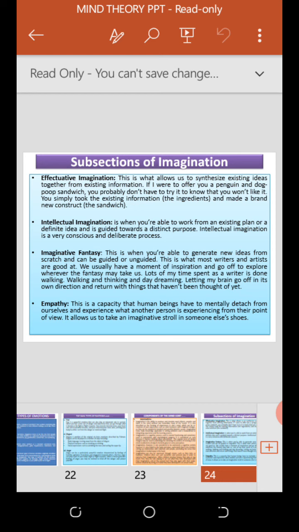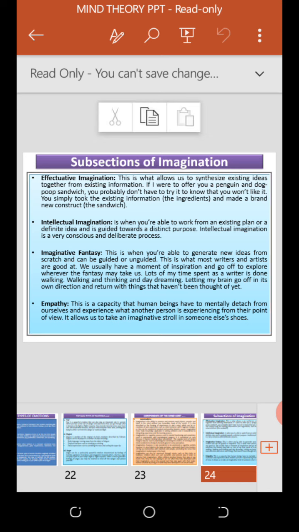What are the subsections under imagination? Number one, you have effectuative imagination. Effectuative imagination talks about the habit of synthesizing existing ideas from existing information. You have information and you are looking at how you can synthesize the idea from existing information. Doing that means that what you are doing is effectuative imagination.